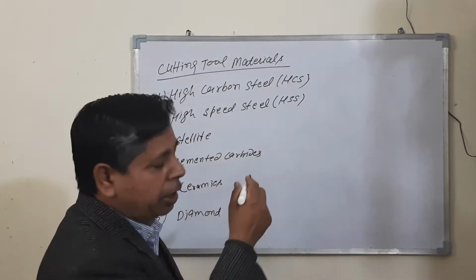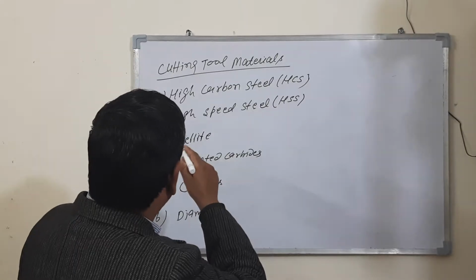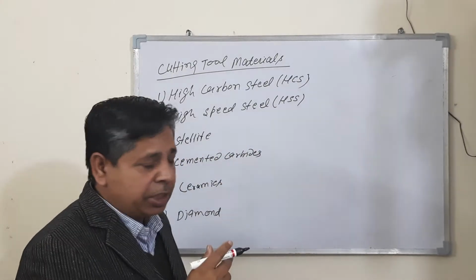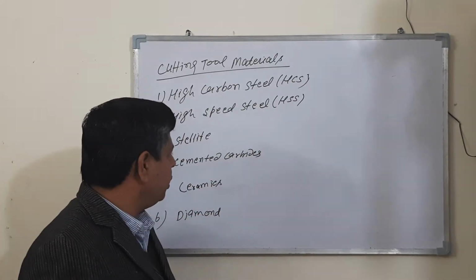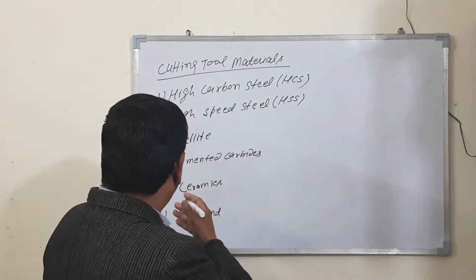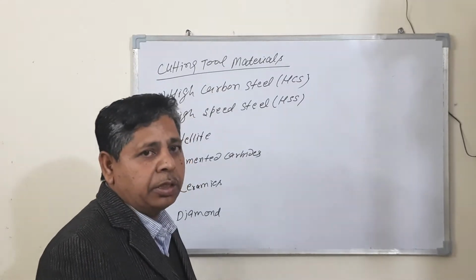Number one is high carbon steel, HCS. Number two is high speed steel tool, HSS. Number three is stellite. Number four is cemented carbides. Number five is ceramics. Number six is diamond.